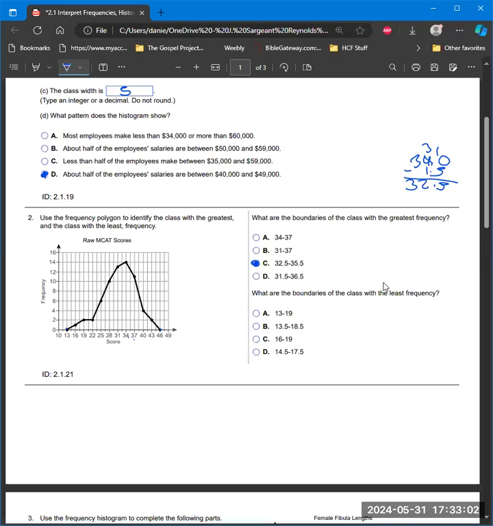And then the boundaries for the class with the least frequency: 16 minus 1.5 is 14.5, and then 16 plus 1.5 is 17.5. It's 14.5 to 17.5.